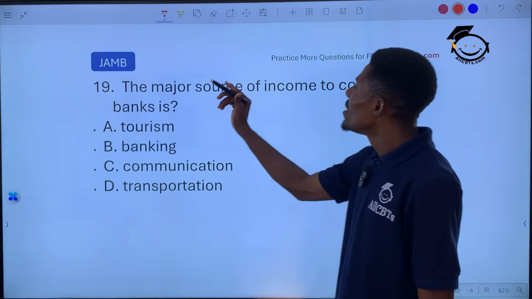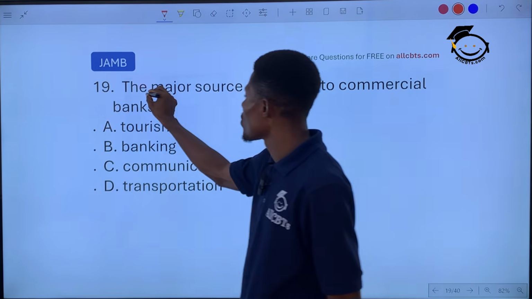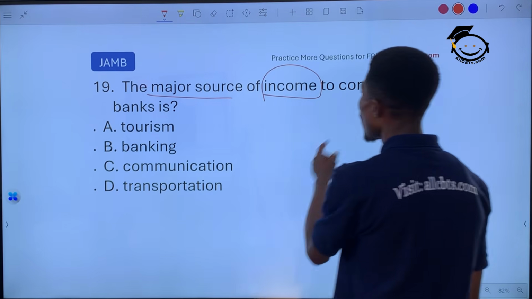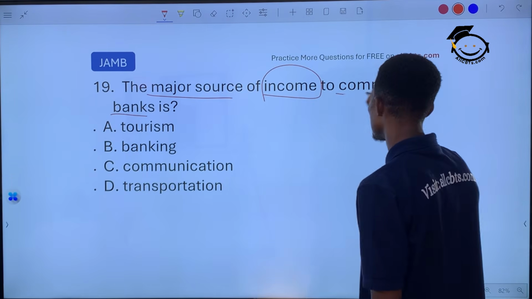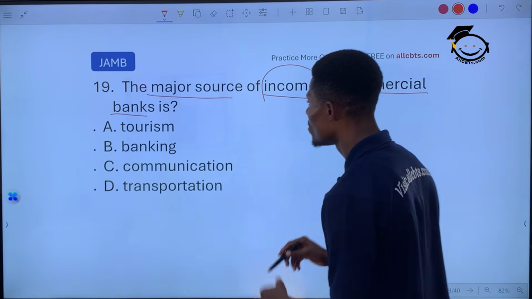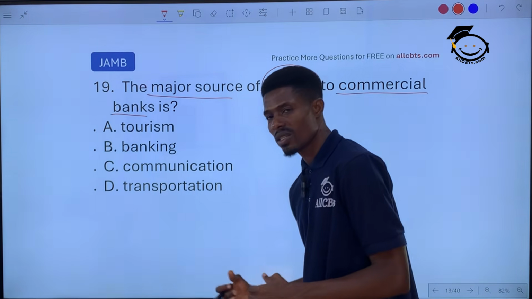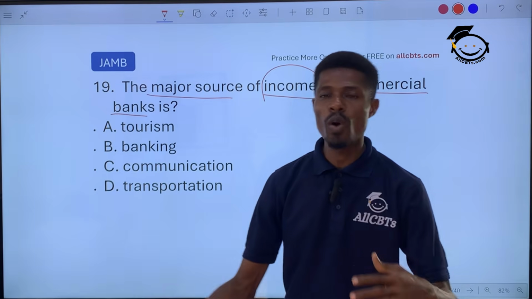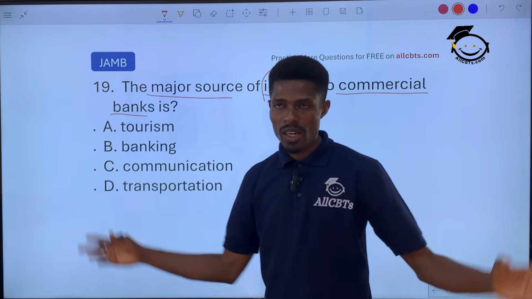Number 19. The major source of income, take note of the word, major source of income. Income means when something is coming in to commercial banks. Take note of the word, not private banks, commercial banks. Is what? A, tourism? No. Tourism does not talk about commercial banks. That is when people come for sightseeing, either in the country or from another country, to see wildlife and a lot of good things.